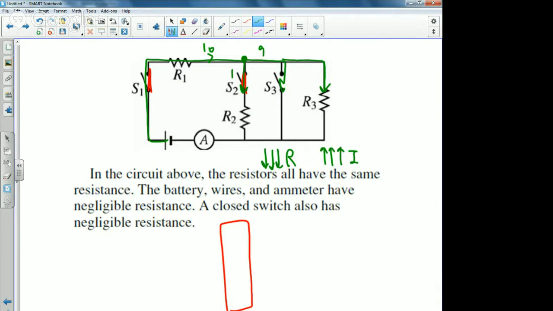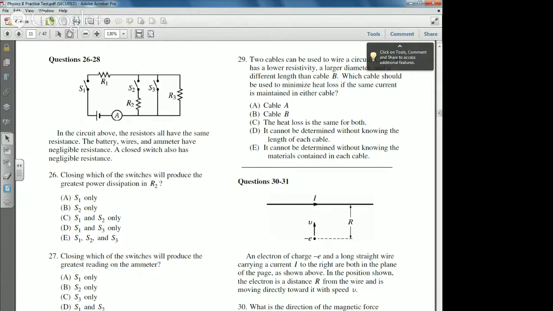So if I were to connect switch 3, resistor 2 and 3 would automatically turn off, because they would not get any more current. They would get so little current because the middle branch stole all of it. So the answer to 26 is choice C. You only want to close switch 1 and switch 2. You do not want to close switch 3 because that would cause a short circuit.